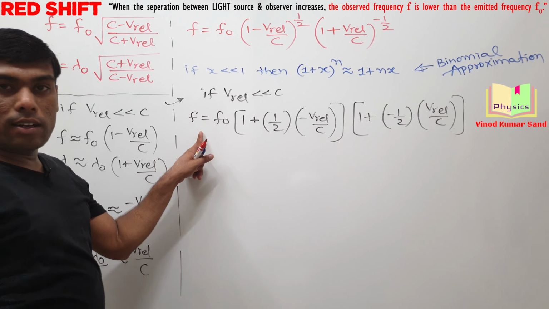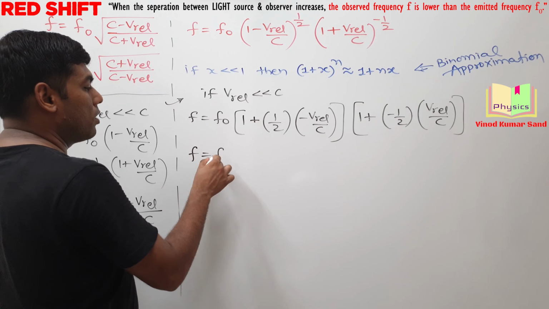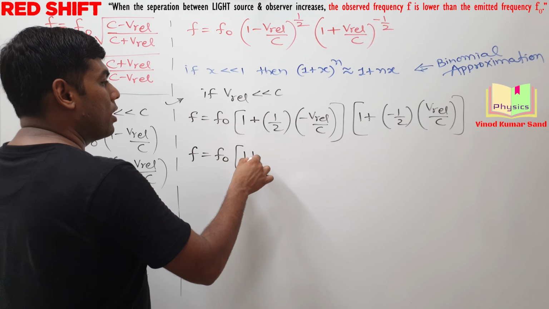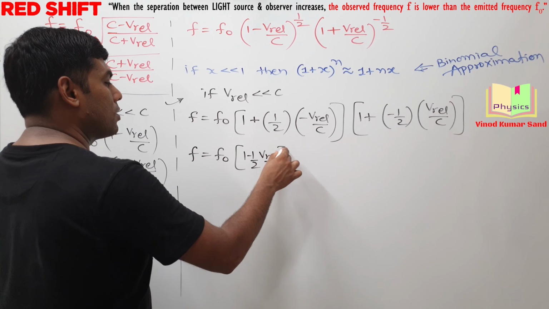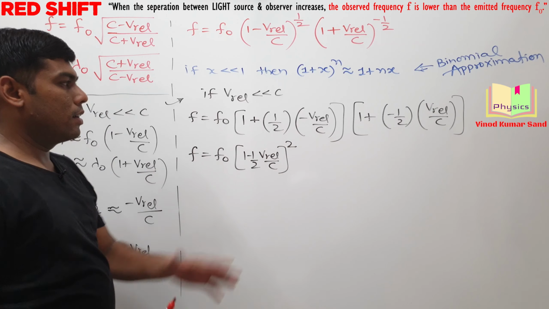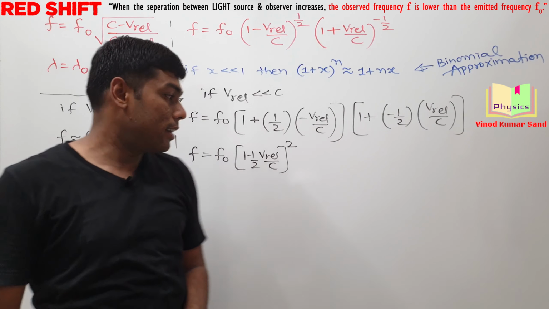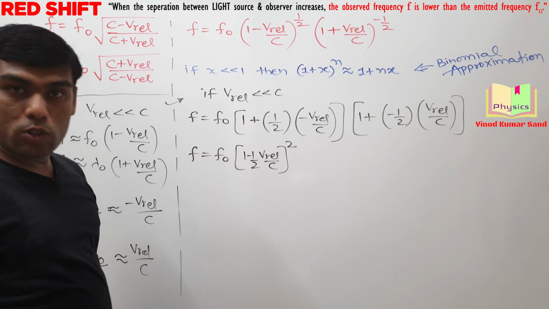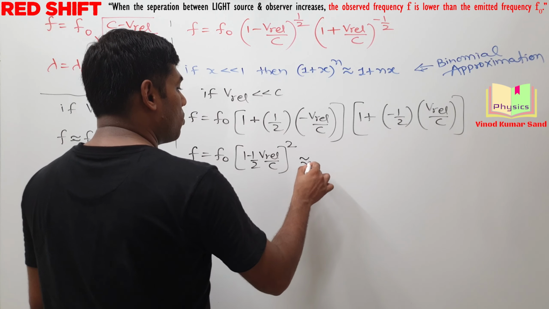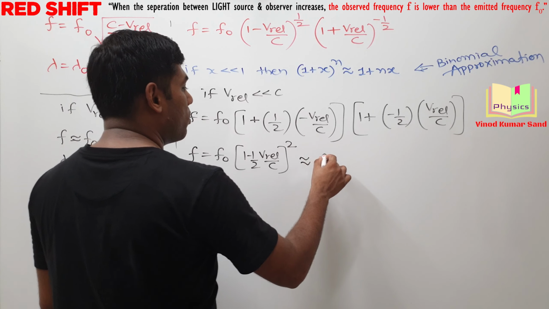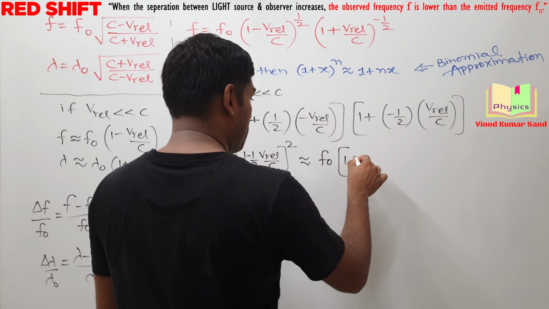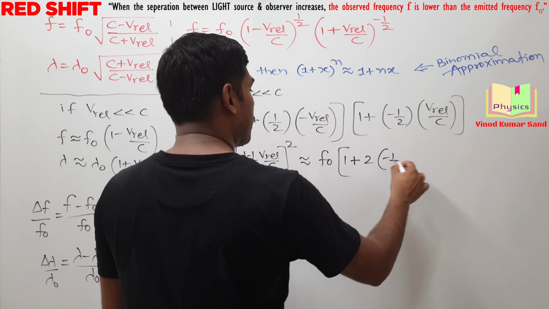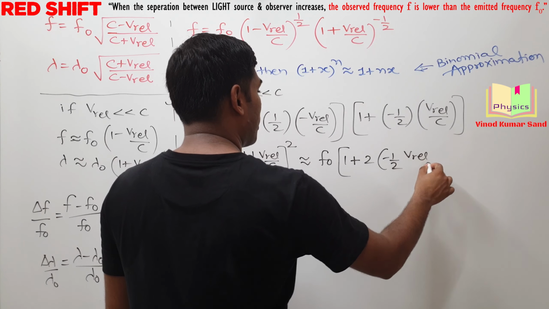Can we rewrite this entire expression? f is equal to f naught times 1 minus 1 by 2 v relative by c, whole squared. These two terms are identical. Now again we can use the binomial approximation. So this will be equal to f naught bracket 1 plus 2 times minus 1 by 2 v relative by c.